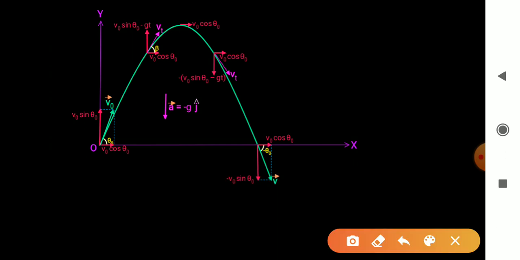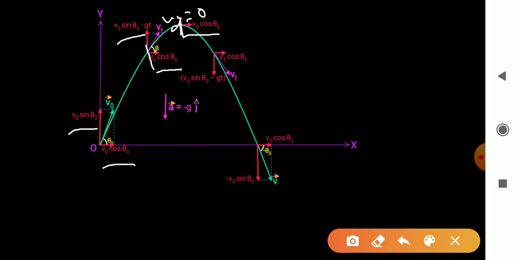Its x component of velocity is v naught cos theta naught and y component v naught y is v naught sin theta naught. At any instant its velocity becomes: x component is v naught cos theta naught and y component is v naught sin theta naught minus gt. Right? And at this point this is the maximum height of the object. At this point we see that object has only horizontal component of velocity which is v naught cos theta naught and vy is 0.